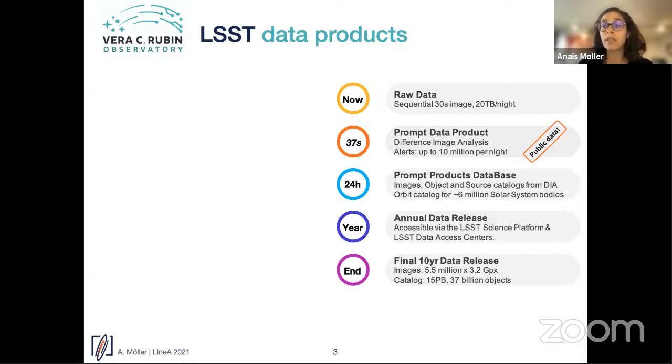Now, there will be, of course, data releases to the general public accessible via the LSST Science Platform and Data Access Centers. So there will be one every year and then one final at the end of the survey, the 10 years. Now, even if you don't have access to the proprietary data, which is advantageous for many science cases, you can still use the public data. And the idea is that the public data every 37 seconds will be streamed to the world. And I'm going to tell you a little bit how that will work.